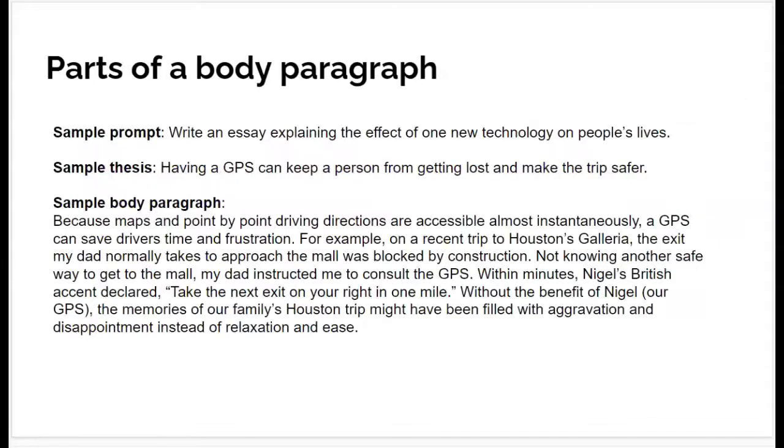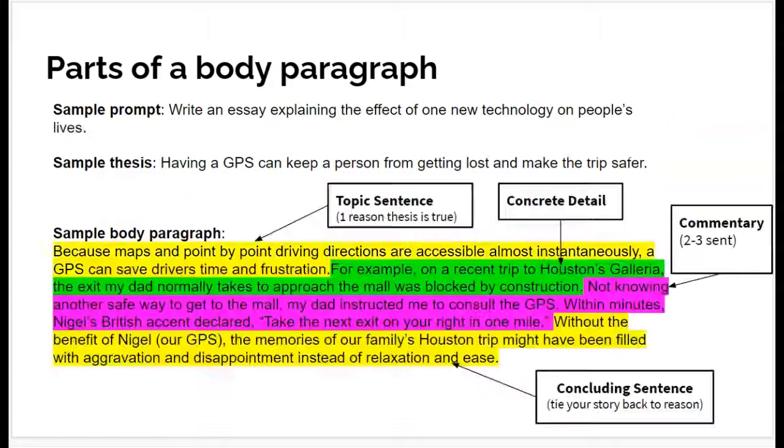Okay, so today we're going to look at the parts of the body paragraph for your prompt. Your prompt was to write an essay explaining the effects of one new technology on people's lives. And I wrote about a GPS, and you are not supposed to write about a GPS, but you can use mine as an example. Having a GPS can keep a person from getting lost and make the trip safer. My 2 reasons, right? Here is a sample body paragraph. Let me break it down for you. Okay? Here it is broken down. So I'm saying it's going to help people from getting lost. So my sample body paragraph.